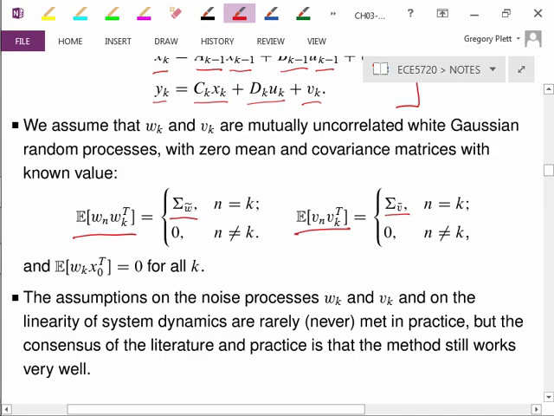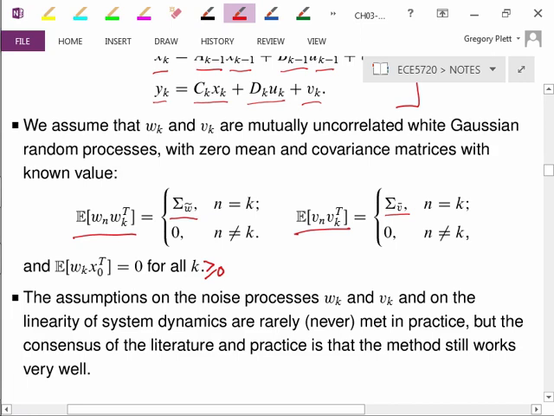And furthermore, we're going to assume that the expected value of w k, for k greater than or equal to 0, times the initial state is 0. So the process noise in the future is not correlated with the state of the system at any point in time, like 0. Is what that means. And so it says that the state does not cause or influence the process noise. It's the other way around, is what this assumption is saying.